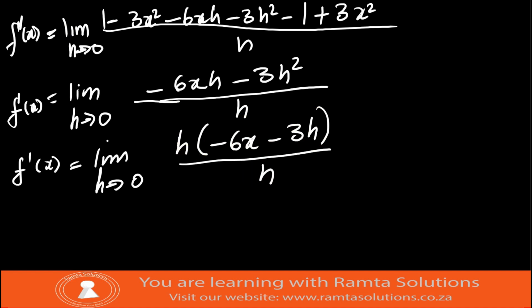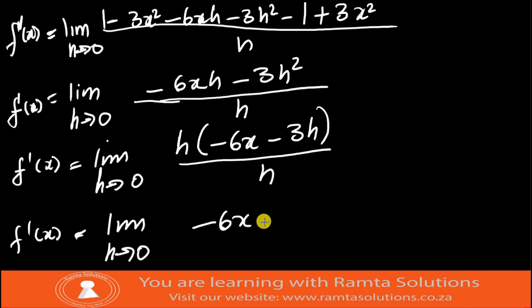As you can see, the h's are now cancelling. Can you see that? So what are you left with? You are left with the limit as h tends to 0 of minus 6x minus 3h. Now, if you substitute 0 into h, you will not get an undefined response, right? Or an invalid response. So we can now drop the limit and substitute 0 into h.